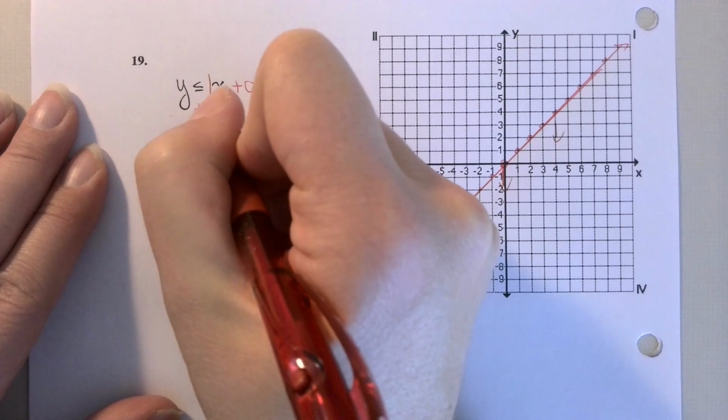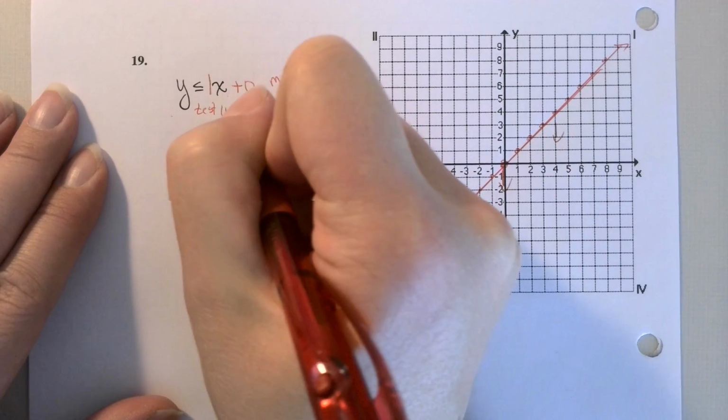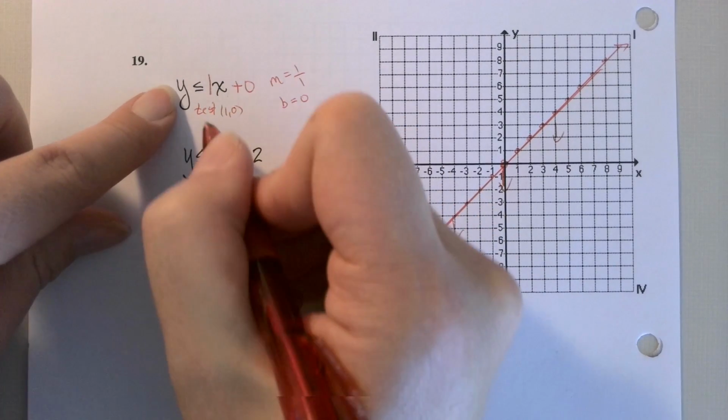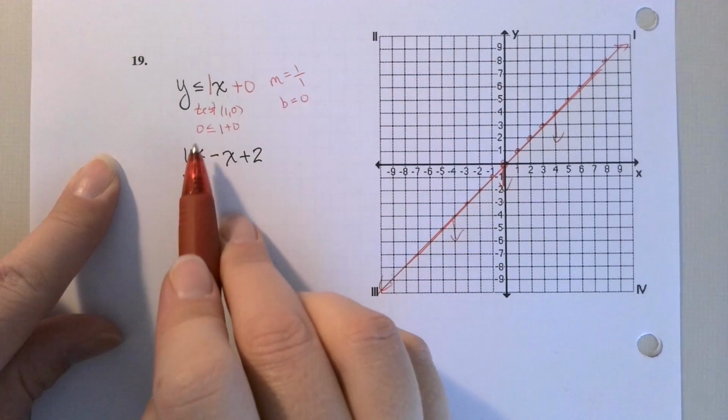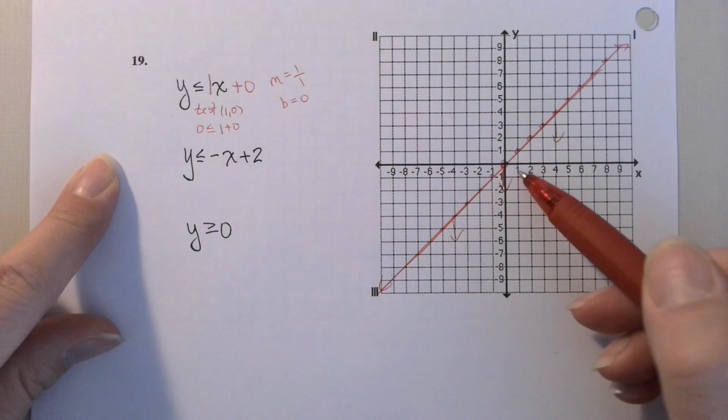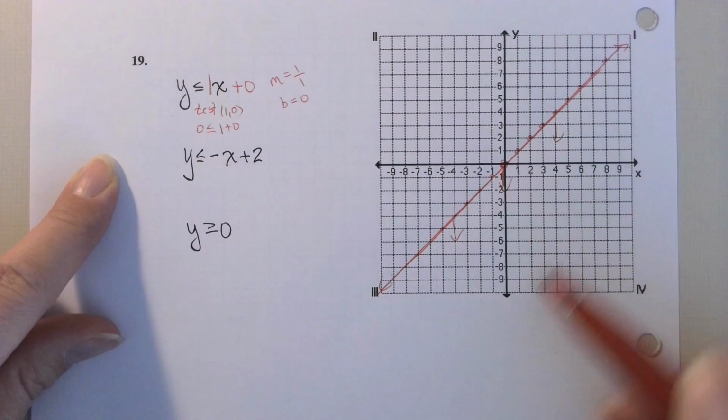So if I want to test it, I'll pick another point like 1, 0, and I'll plug it in. 0 is less than or equal to 1 plus 0. Yes, 0 is less than or equal to 1. So this point works, so I would shade this half.